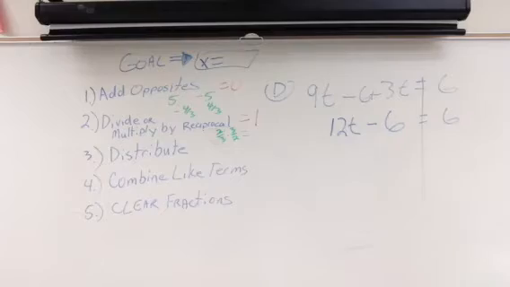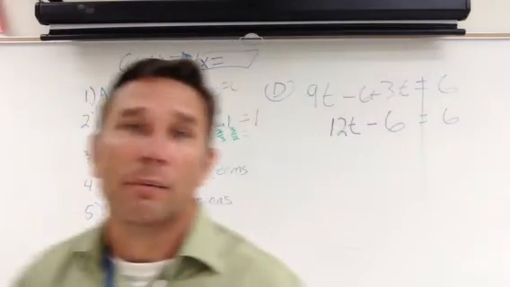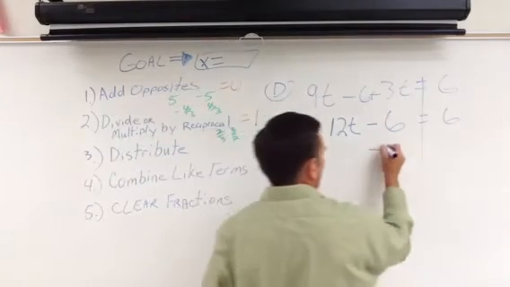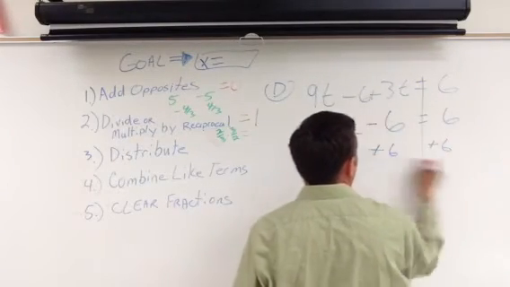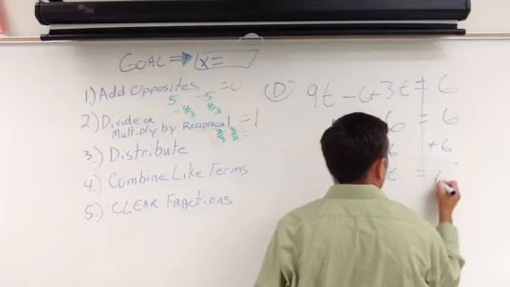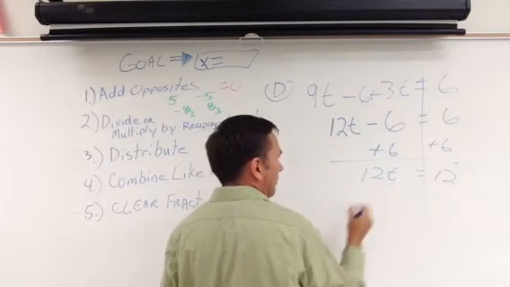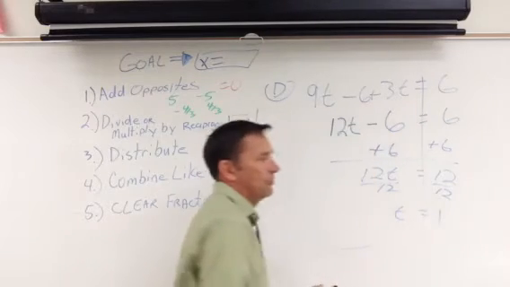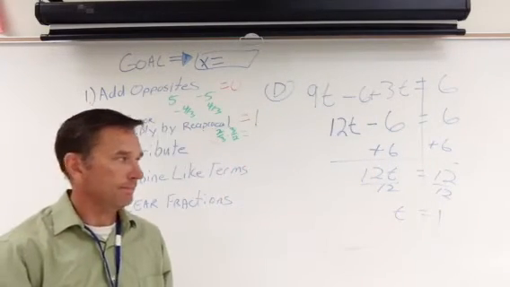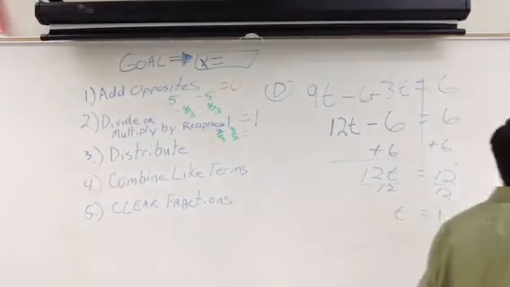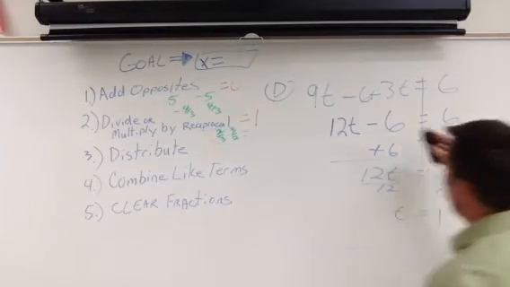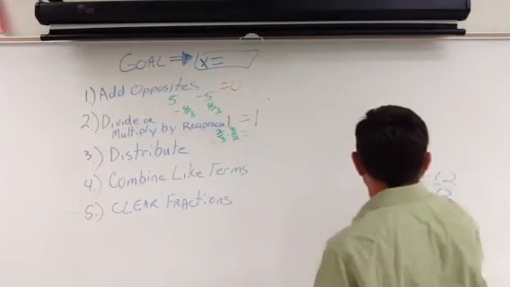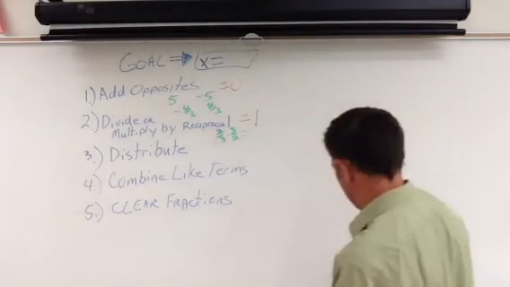Now we have a very similar problem to what we did previously in our first problem. I can now add opposites. Add 6 to both sides. We get 12t equals 12. Divide by my coefficient. And my answer is t equaling 1. Now we get to some of the fun problems. The fractions. Now don't let them scare you. There's ways we can deal with them.